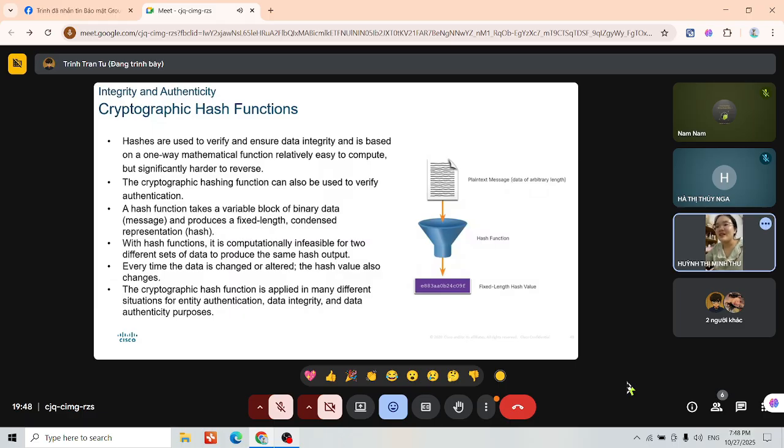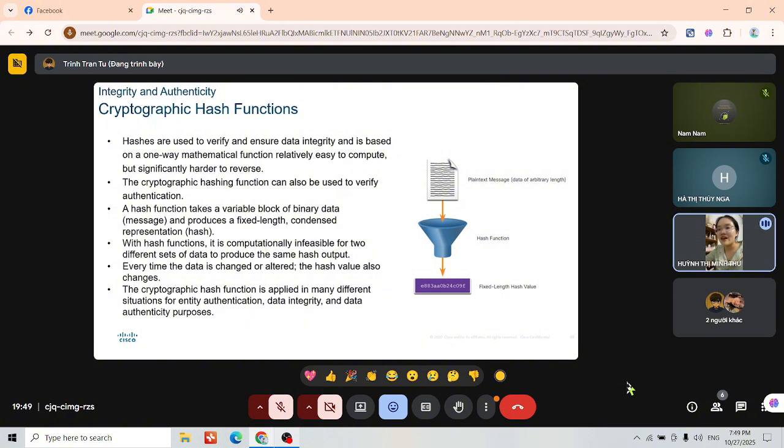And the next, that is cryptographic hash function. We have a hash function. The first, hashing is used to verify and ensure data integrity, and is based on a one-way mathematical function, relatively easy to compute, but significantly harder to reverse. And the second, the cryptographic hash function can also be used to verify authentication.